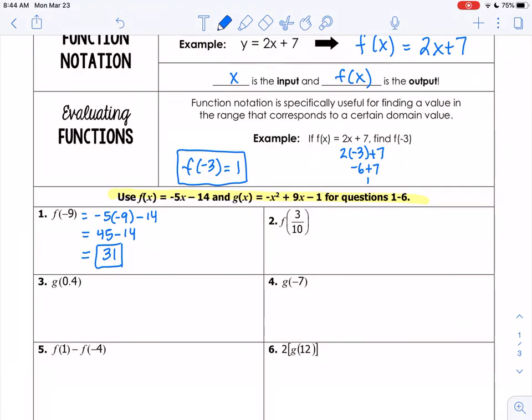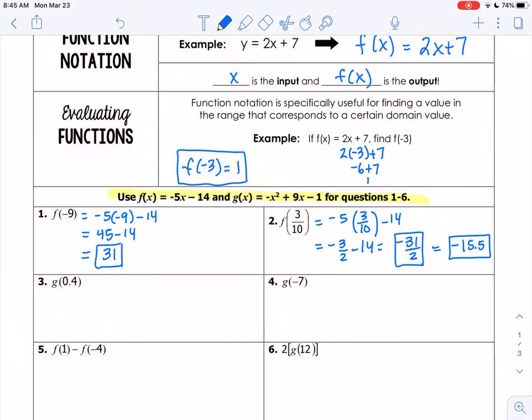Now on number 2, if we plug in 3/10, it'd be negative 5 times 3/10 minus 14. So that gives us negative 3/2 minus 14, which would be negative 31 over 2. So you can write it like that, or that would be negative 15.5. I'd be okay with that too. Either way is fine.